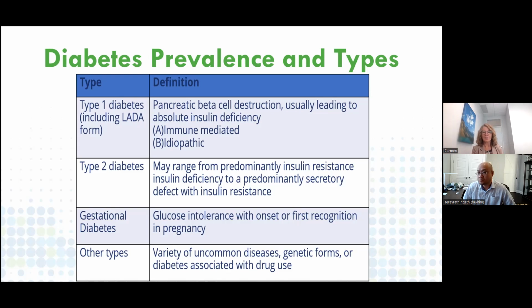And there are some other types of diabetes which are much less common, such as genetic forms or perhaps diabetes caused by other factors such as pancreatic cancer or certain other medications. Next slide, please.